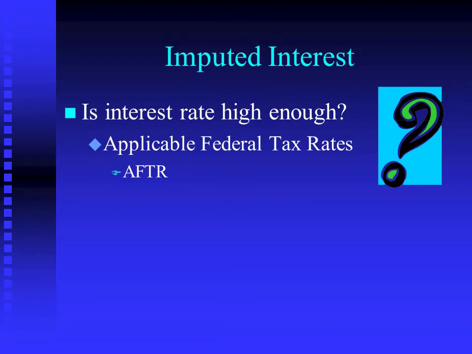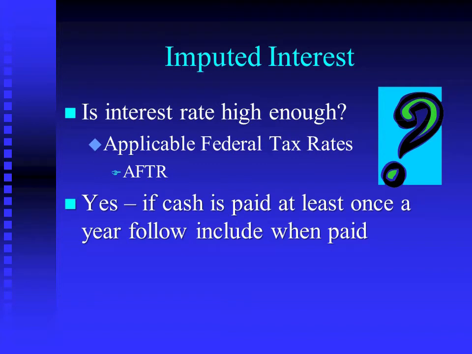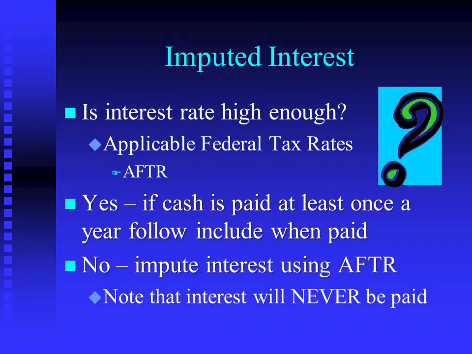Right? So if you're going to make a loan and you want to make sure you've dotted all your I's and crossed your T's, you want to look up this document and make sure that the interest you're charging is at least at the minimum rates. And if they are, and cash is paid at least once a year, you follow the include when paid rule. If not, you have to impute interest using the applicable federal rate. So if it's a demand loan, you'll use one rate. If it's a 10-year loan, you'll use another rate to impute interest. So we're going to include interest income, even though we are never going to get the money.